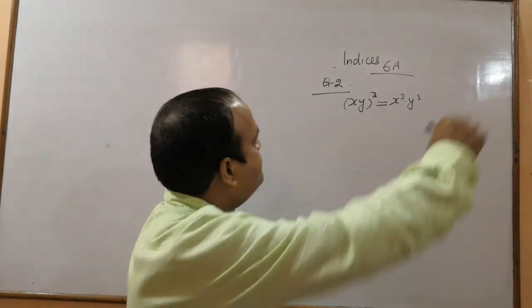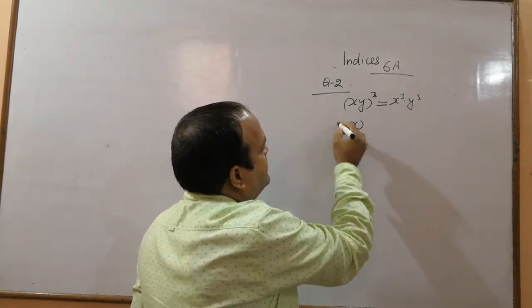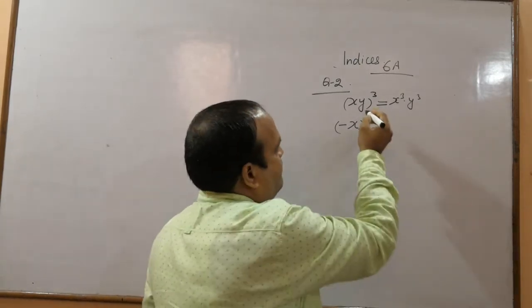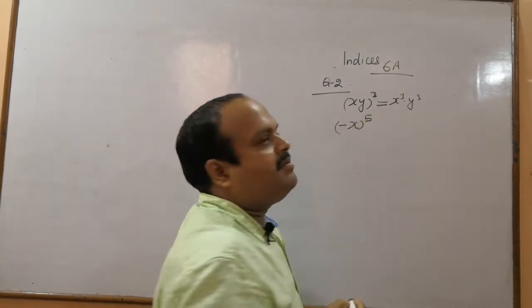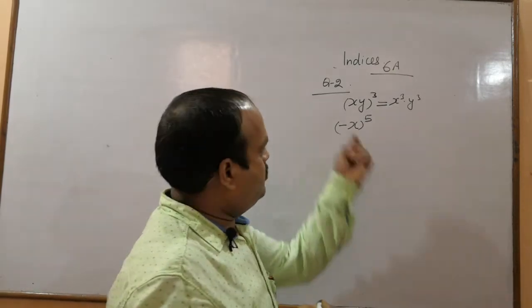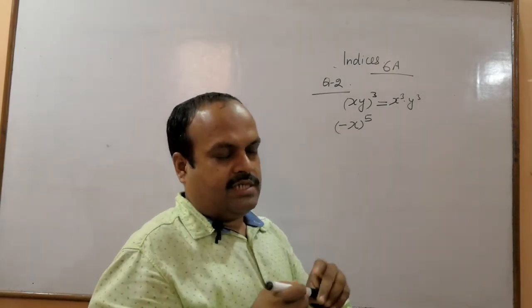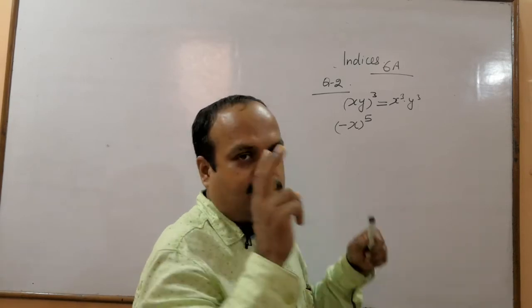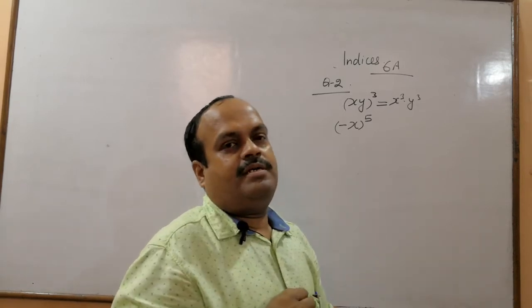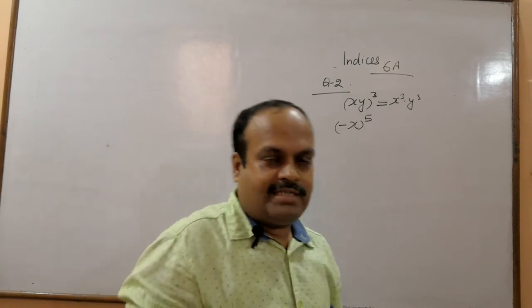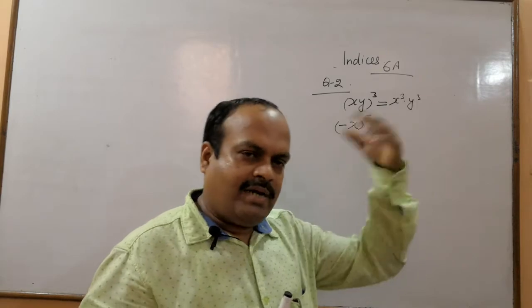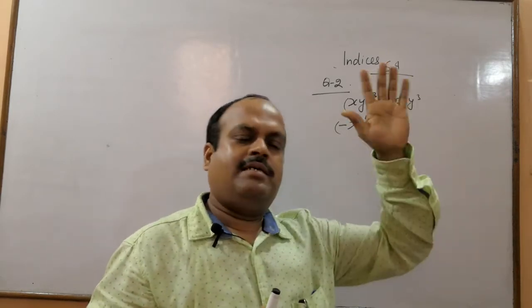Another one, minus x to the power 5. You can get the simplified answer by two concepts. The first says that we multiply minus x by minus x, 5 times.